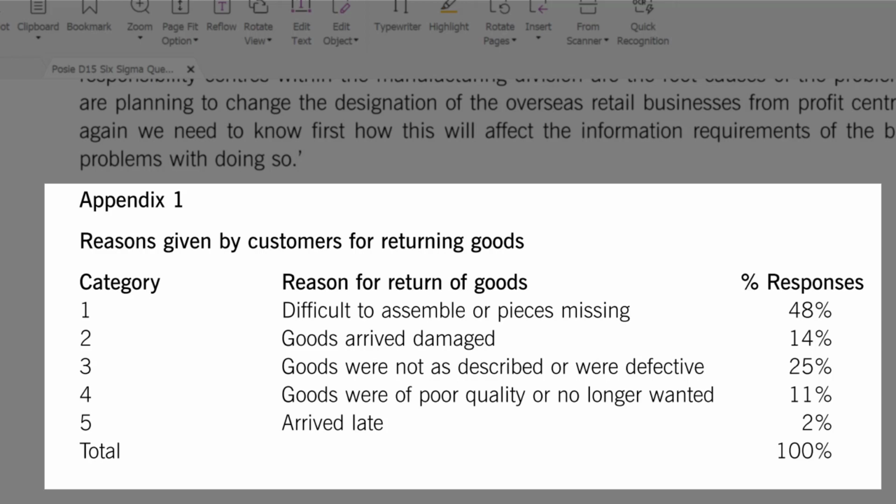Category 4 also caught my eye. In addition to there being two separate reasons in category 4, I see that poor quality, what was poor about the quality but no longer wanted, that could potentially be from a shipping delay. So I'd like to also know if the product was purchased online or was it purchased in the store itself.